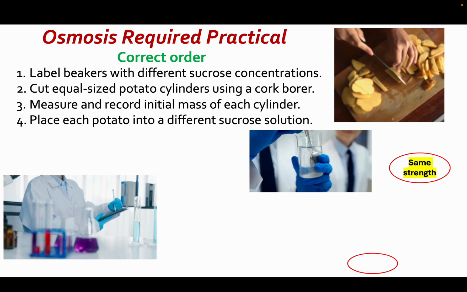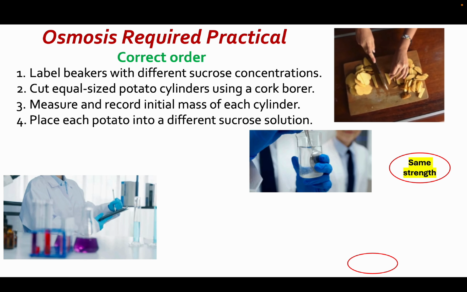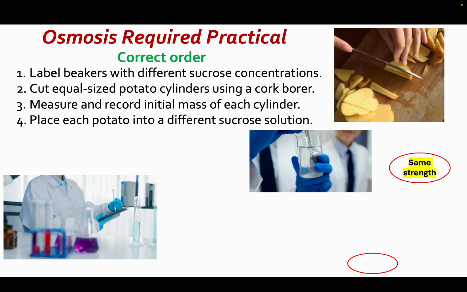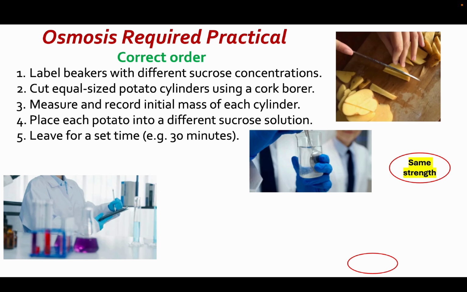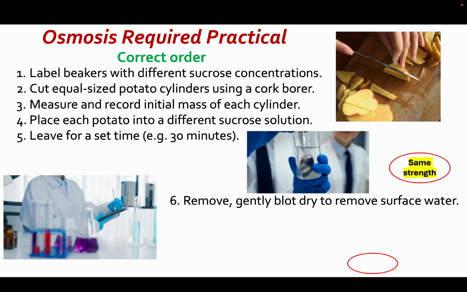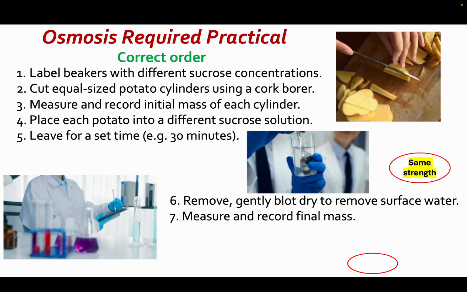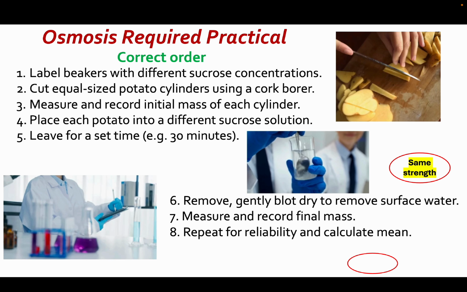You place each potato into different solutions. Make sure the equal sized potato cylinders are put into all the different solutions, and then you leave them there for a set time. Once that's done, you gently remove them and blot dry to remove surface water. You measure and record the final mass of each potato.